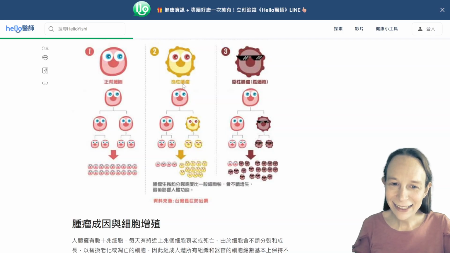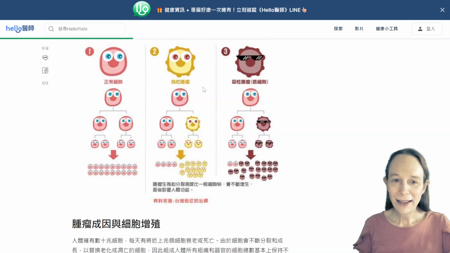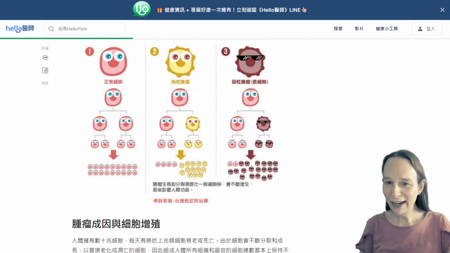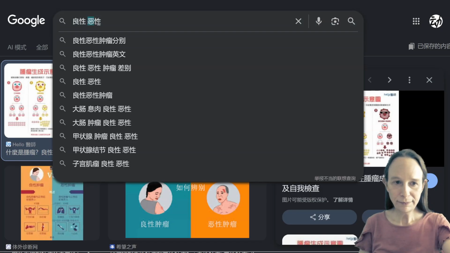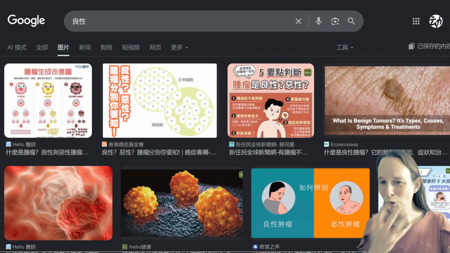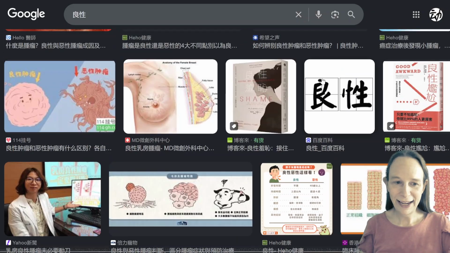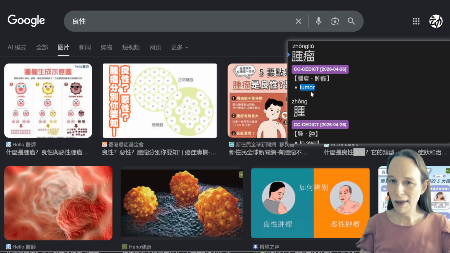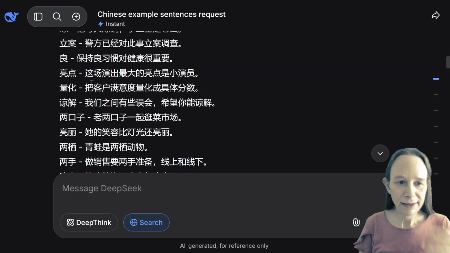Okay, so 良性肿瘤, benign tumor, and 正常细胞. This is no tumor whatsoever. So this is benign tumor and this is malignant tumor. 良性. So you want 良性, benign tumors. They're not the normal cells, but they're not going to grow and take over your body. So different types of 肿瘤. 肿瘤 is tumor.